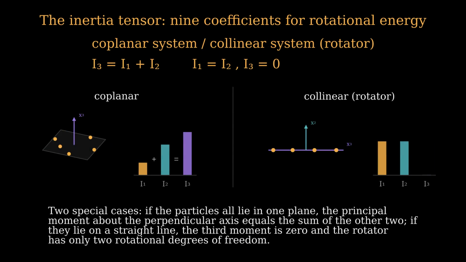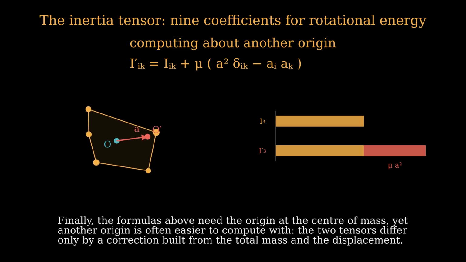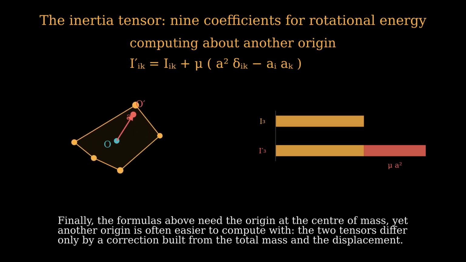2 special cases. If the particles all lie in one plane, the principal moment about the perpendicular axis equals the sum of the other 2. If they lie on a straight line, the third moment is 0, and the rotator has only 2 rotational degrees of freedom. Finally, the formulas above need the origin at the center of mass.